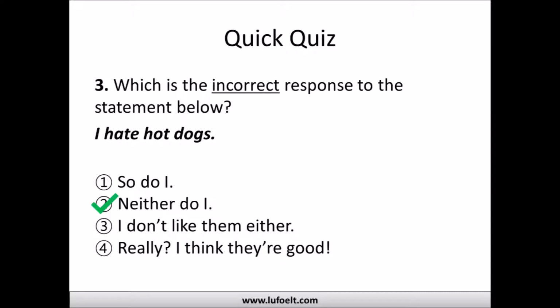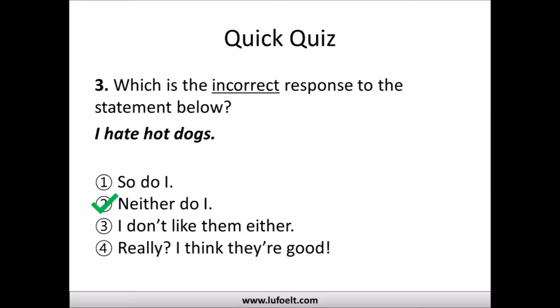All right, because this statement is actually made in an affirmative way. They don't say, I don't like hot dogs. If they said, I don't like hot dogs, then you could also say, neither do I. But here they're saying, I hate hot dogs. So this is an affirmative statement. Even though the meaning is negative, it's saying you don't like something, the way that the sentence is structured is affirmative. I hate hot dogs.